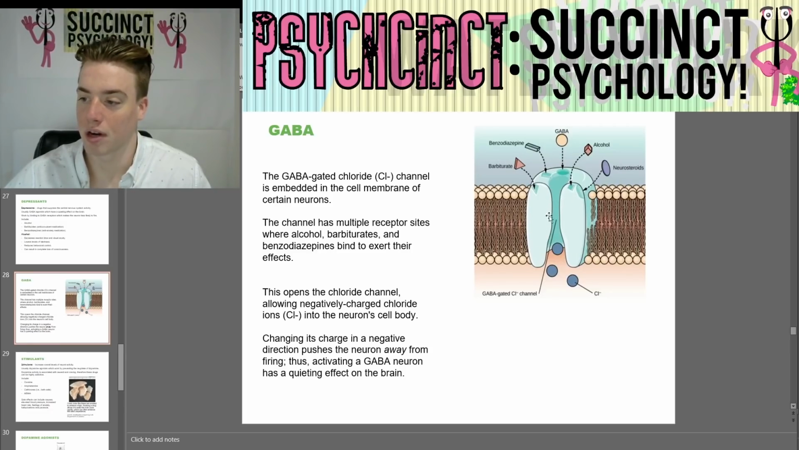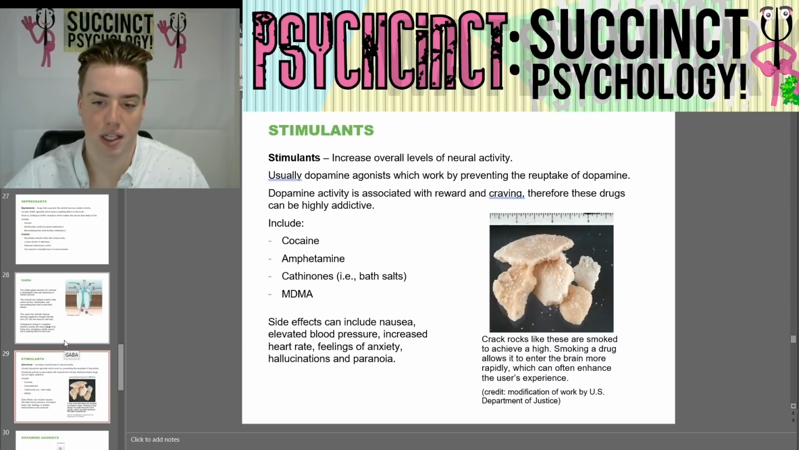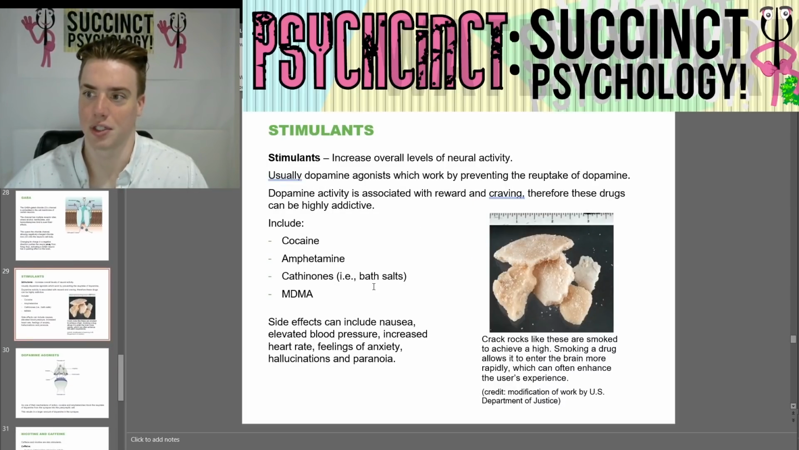So it opens a chloride channel and it allows negatively charged chloride ions into the neuron cell body, which is shown right here visually for you. Because visuals help out with that kind of thing. It's easier to visualize something sometimes than just think about it.